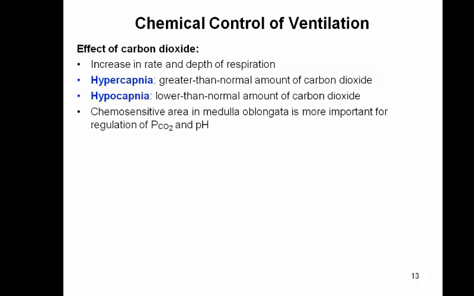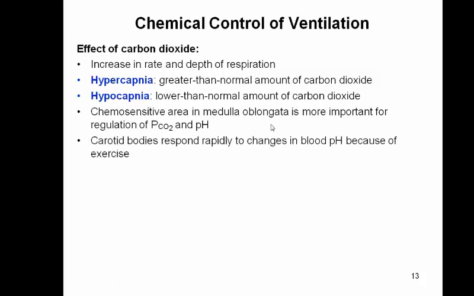But to be able to detect those changes in carbon dioxide, as well as the pH, the acidity level of our fluids, we have what are called chemosensitive areas in that brainstem region, particularly the medulla oblongata. So the cells here are particularly sensitive to any changes in the acidity of the fluid outside of those cells, or any changes in the CO2 levels outside of those cells.